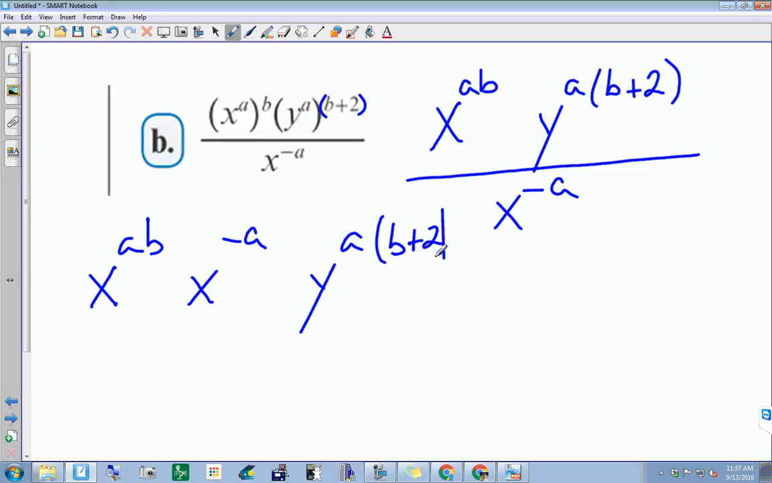Is there? You sure? What about those x's? Could I combine those x's together? Would that work if I combine those x's together? Is that even legal? Well, it is. Because if I have the same base with different exponents, we have a rule for that. These get added together. So this is what it looks like: x^(ab-a), y. If you want, you could distribute it out: ab plus 2a.